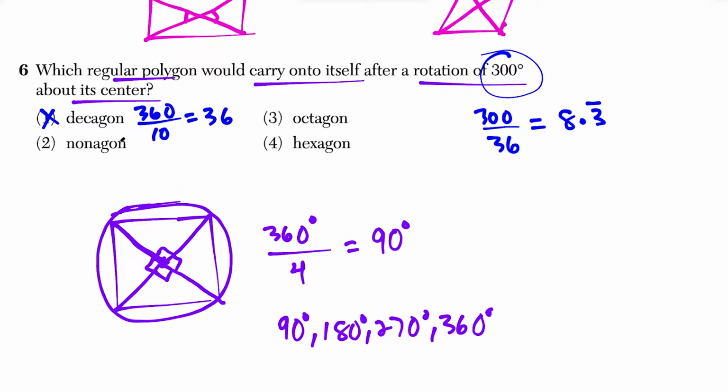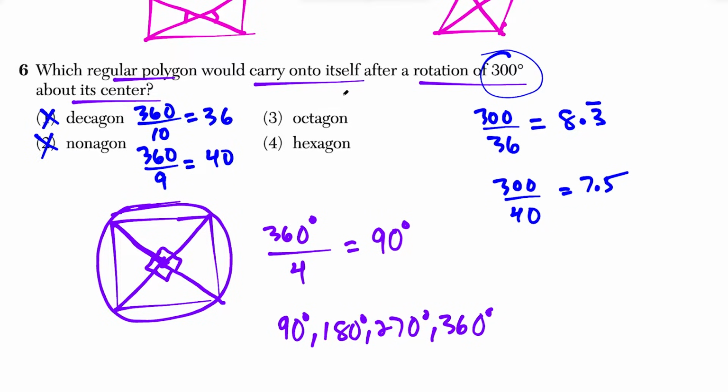Now, a nonagon has 9 sides. So we're going to do 360 divided by 9. That's going to tell us that our central angle, if we were to inscribe this in a circle, would be 40. This time around, if we do 300 divided by 40, we're going to get 7.5. You just work this out in a calculator and you'll get 7.5. We have a remainder here. The 0.5 tells us that this doesn't divide evenly, so choice 2 is out.